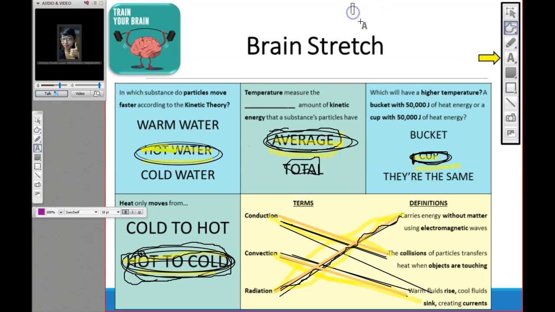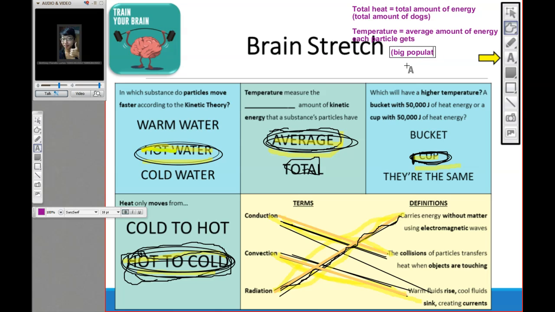Remember, we talked about the difference between total heat. So total heat is just the total amount of energy. And this is like the total amount of dogs, right? Whereas temperature is the average amount of energy that each molecule, each particle gets. Which is like how we talked about how in a big population, on average, people get less dogs per person, whereas in a small population, they get more dogs per person, right? Making them happier. Smiley faces if you guys remember that.